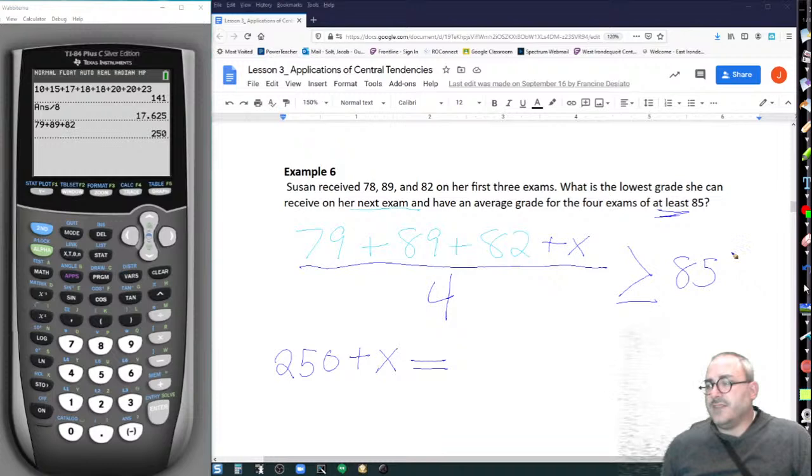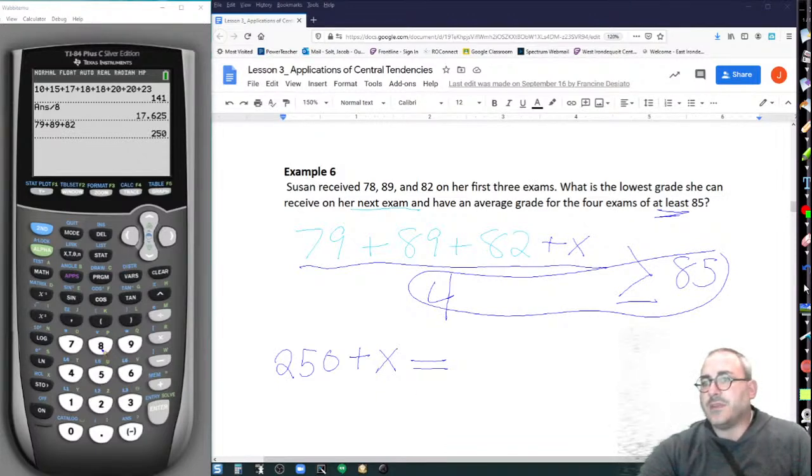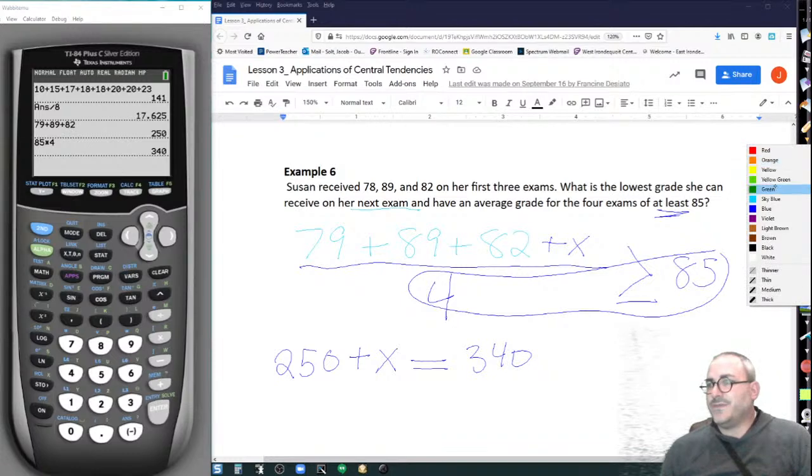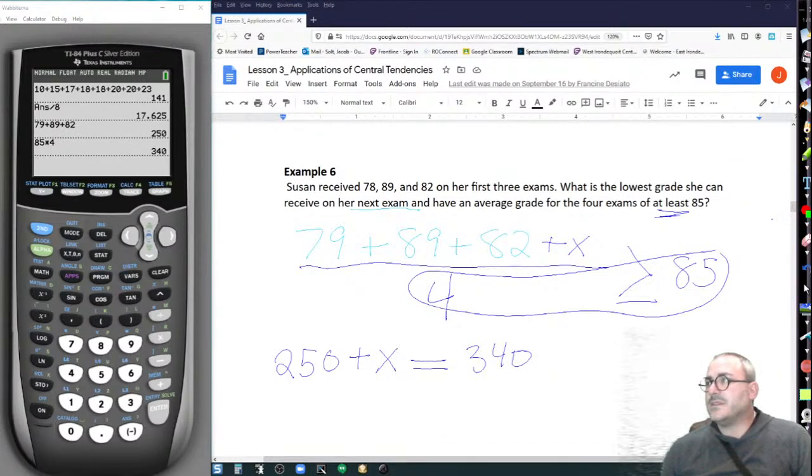And already kind of in my head, I'm secretly cross-multiplying here, right? Even though this is a greater than sign, doesn't matter. We're still going to use the same principle. And I'm going to go over here, and 85 times 4 is 340. Right? And then what do I want to do? I want to get rid of that 250 on the one side. I'd like to move that 250 over. And I'm going to do that by subtracting 250, which gets it to cancel.